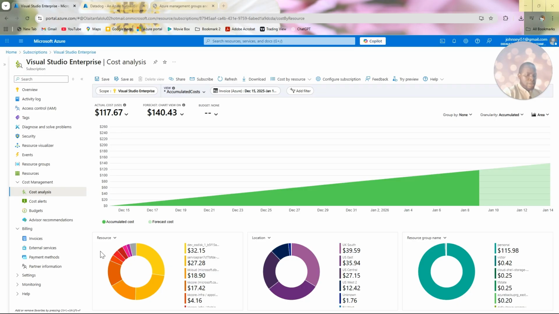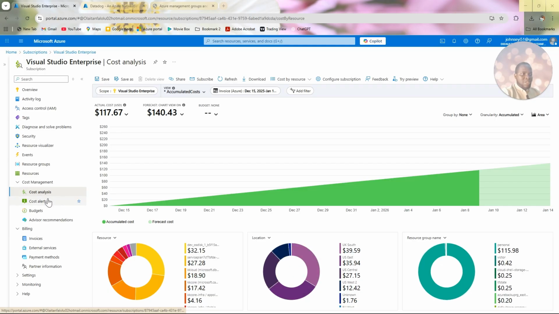Should I remove this particular resource out of it or not? So those are some little decisions that I make with my cost analysis. The next thing I want to talk about here is location, how you can categorize it based on location. You can categorize it based on resource group, which resource group has resources that consume more, and so on.